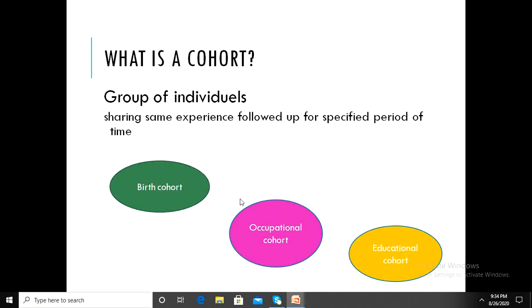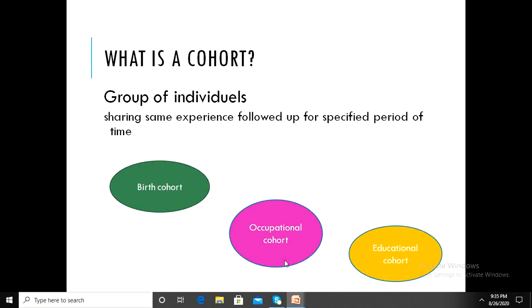For example, we can make a birth cohort of all those children who were born in the year 2000. It will make a birth cohort, and then we will follow them over a period of 50 to 55 years or 60 years to assess what are the risk factors involved in the causation of ischemic heart disease in that birth cohort. So we can follow them until a substantial number of this cohort is lost due to death.